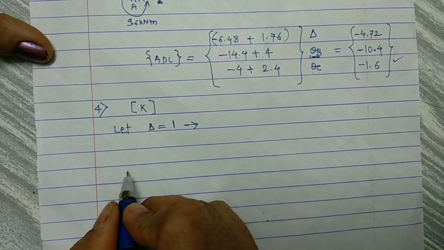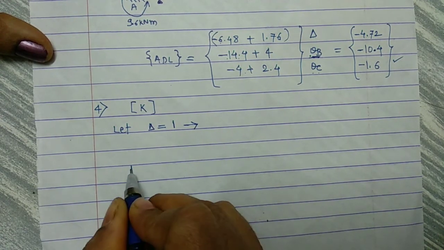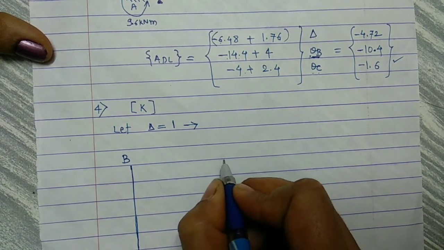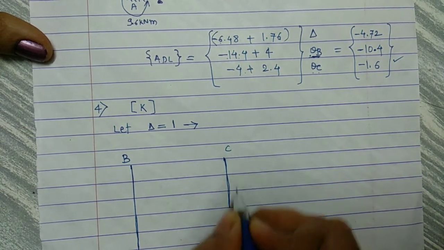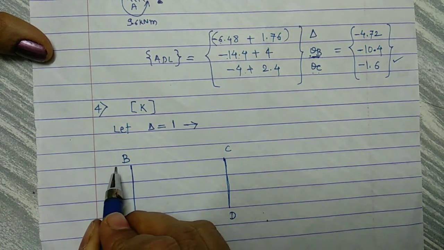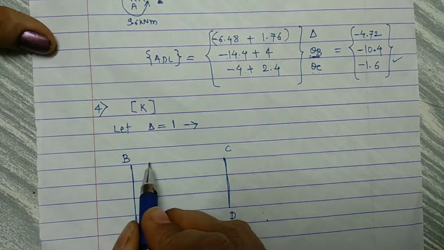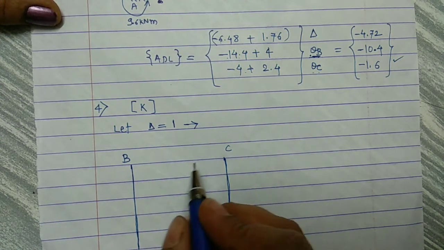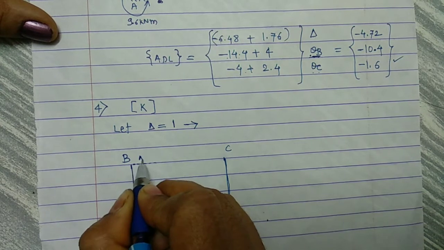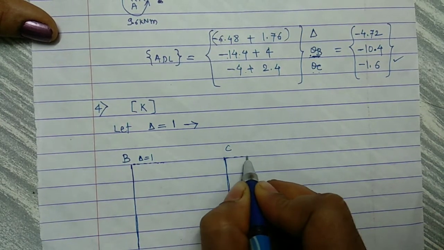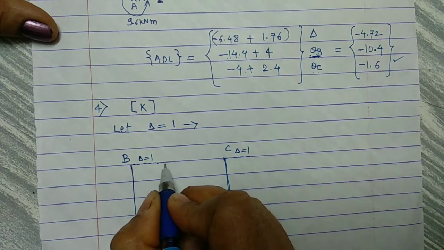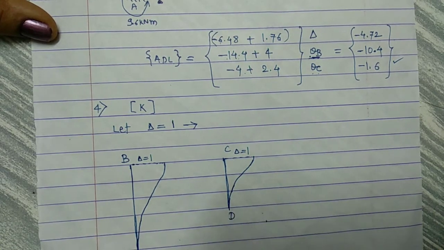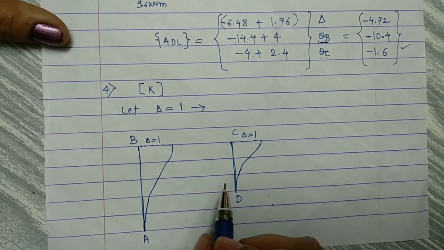So here only the columns will be deflected. I'll draw the AB column and then this CD column. Because axial deformation of the beam is neglected, there will be only deformation of the columns in the horizontal direction. So here delta equal to 1, by giving unit deflection in the positive direction, it will take this type of shape. It will get deflected in this way.